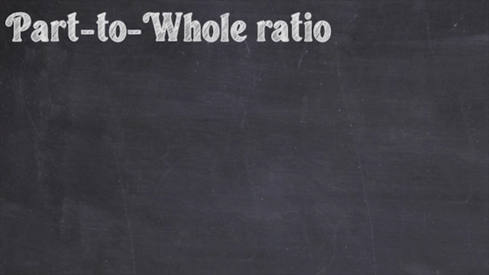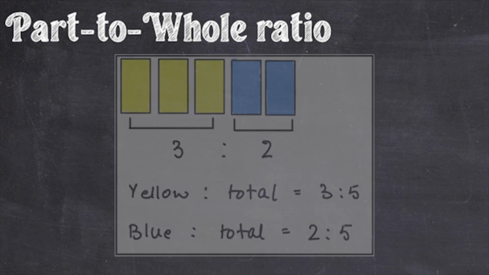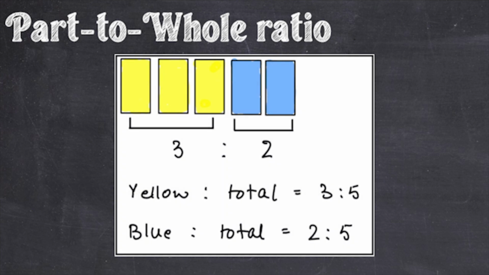The second way to compare quantities is the part-to-whole ratio. The part-to-whole ratio shows how one part compares to the whole group. Here, there are 3 yellow and 2 blue blocks, giving us a total of 5 blocks in the group. This means that the ratio of yellow blocks to the total number of blocks is 3 to 5. And the ratio of blue blocks to the total number of blocks is 2 to 5.